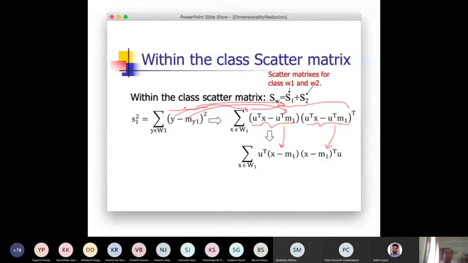Okay. So now you can see that the summation is taken over x. So you can bring U transpose and U out of this. That means you can perform the computations using x only, and this U transpose you can bring outside, and also this U you can bring outside. So that means you can put them in the middle. Then what will it give you? What is it?